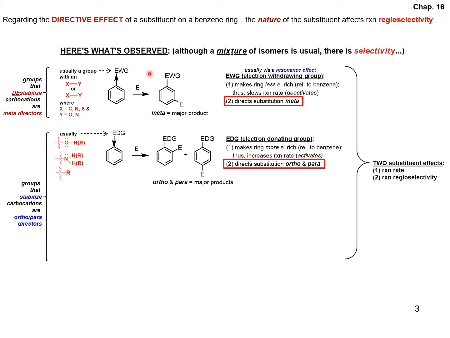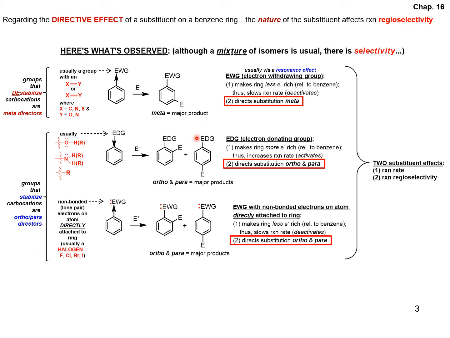However, consider the regioselectivity. When it's an electron withdrawing group attached to the ring, it directs meta. When it's an electron donating group that's attached to the ring, it directs primarily to the ortho and para positions. Well, there's no real intuitive explanation for that.